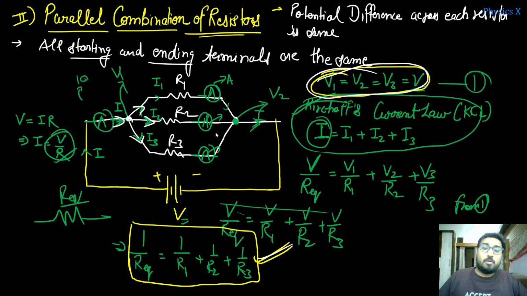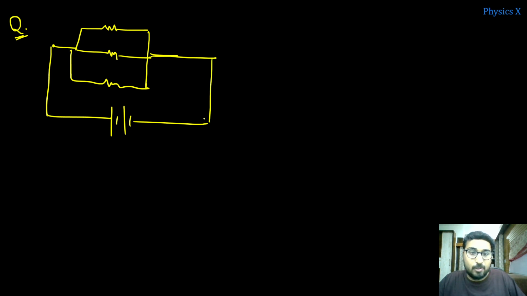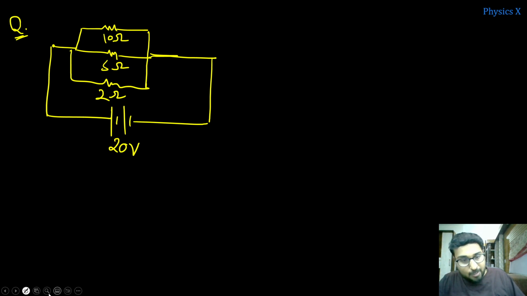Right. So this is about the parallel combination. Typically there are some questions which are asked based on this combination of resistors. So let us consider some questions. Suppose I have a branch of resistors, let us say like this, connected in three branches. And let us say that the voltage applied here by a battery is 20 volts, and this is your 2 ohms, this is your 5 ohms, and this is your 10 ohms.